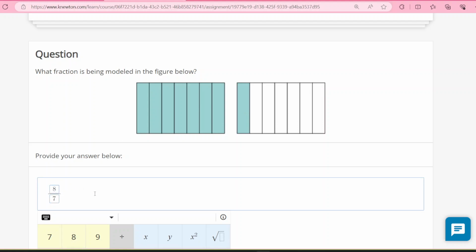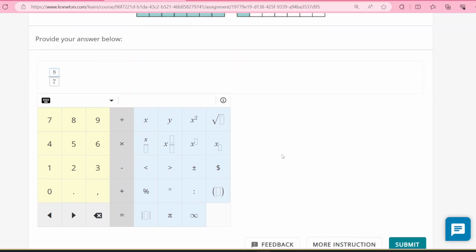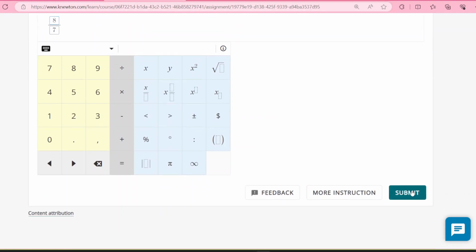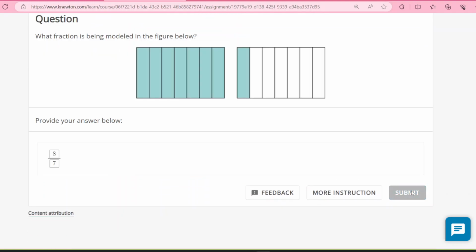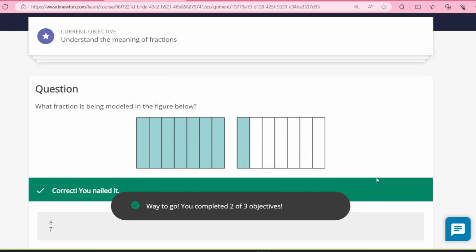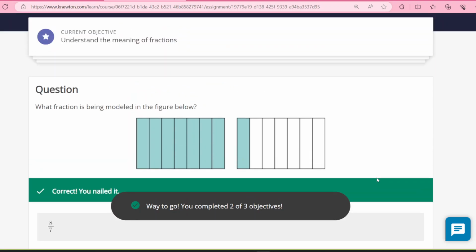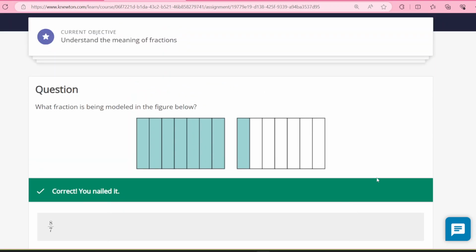So this is representing 8 sevenths. Now, if you were writing a mixed number, that would be 1 whole unit and 1/7, right? 1 and 1/7. But they wanted the improper fraction, 8 out of 8 sevenths, 8 sevenths, right? Great. So that objective is done, right? The meaning of fractions, right?